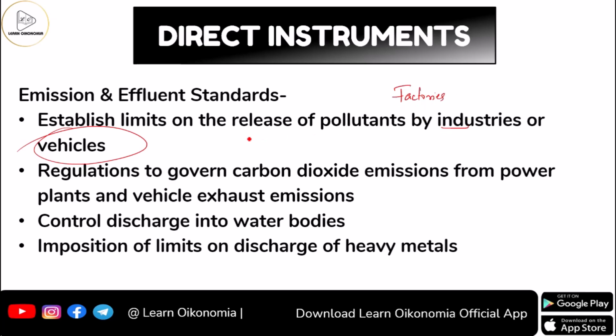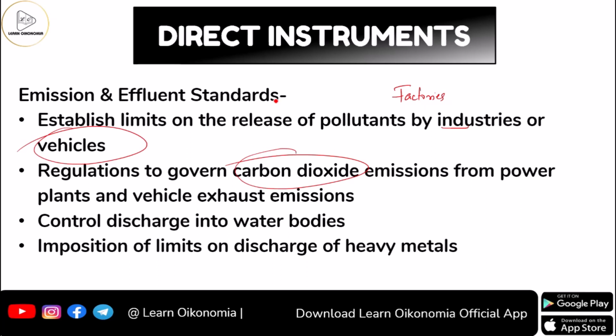Whenever you put a limit on the pollutants released by the industries or vehicles, it is mostly related to a very problematic gas, which is carbon dioxide. So you're focusing on carbon dioxide emissions. Regulations are related to the emissions of carbon dioxide from power plants, vehicle exhaust, etc.